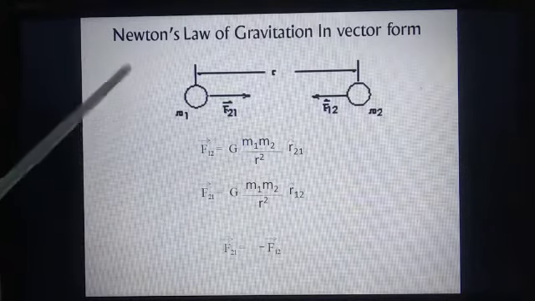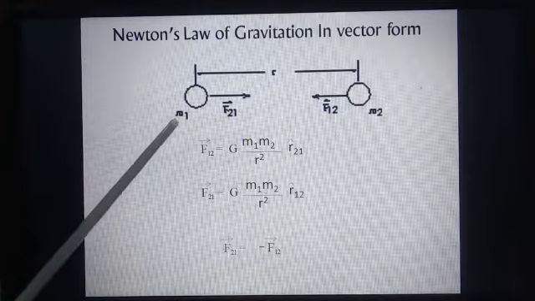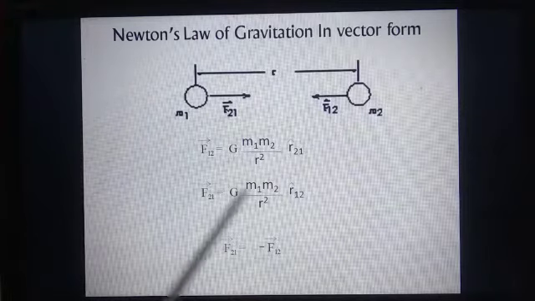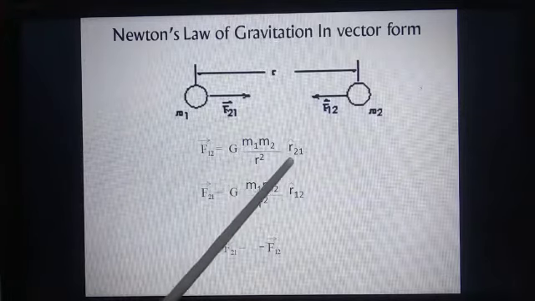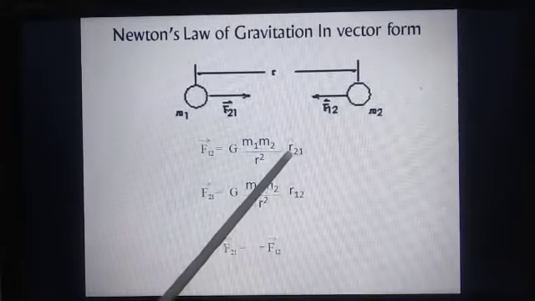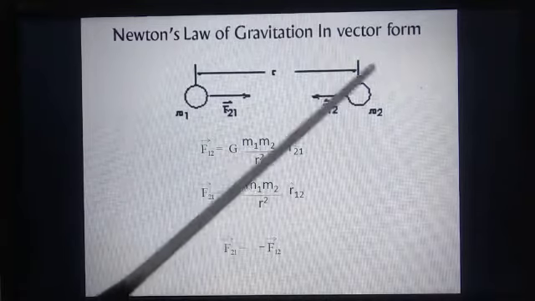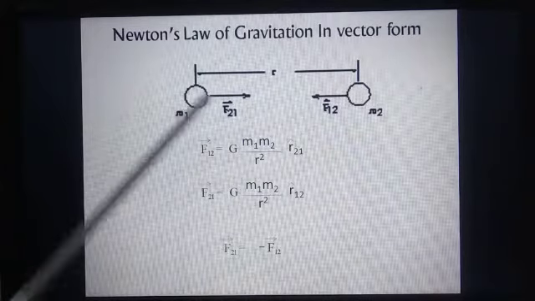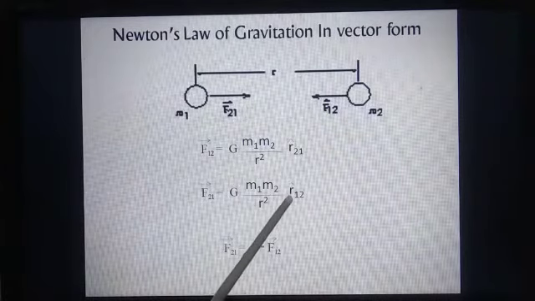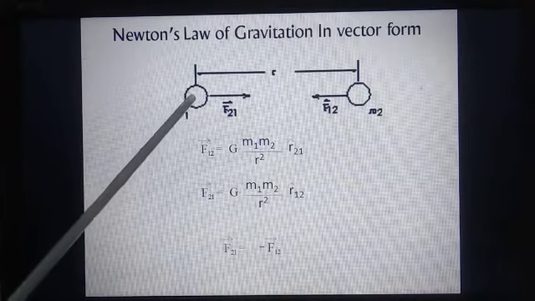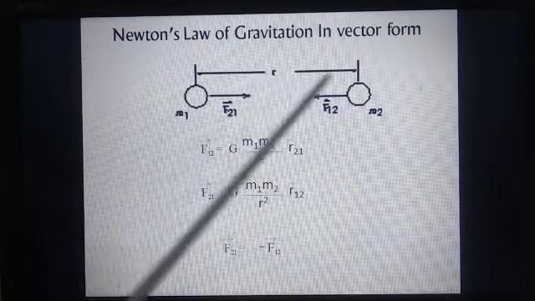Now Newton's law of gravitation in vector form I mention here by taking the unit vectors. The unit vector R21 is directed from the mass m2 to m1, and the unit vector R12 is the unit vector that is directed from the mass m1 to m2.